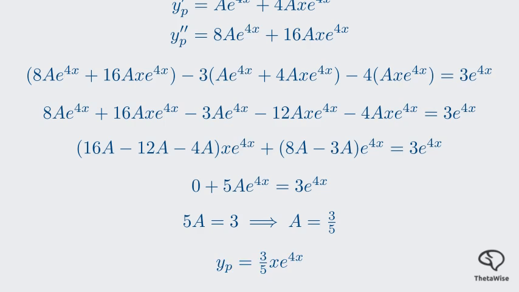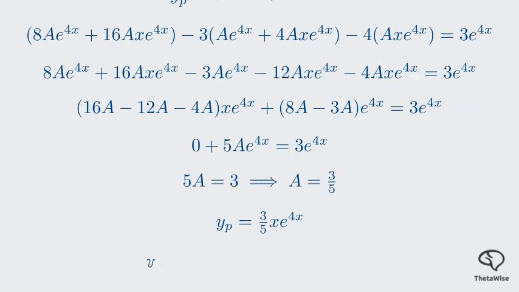Step 3. Combine yc and yp. The general solution is yg equals c1e to the negative x plus c2e to the 4x plus 3/5 xe to the 4x. Always remember to check for duplication.